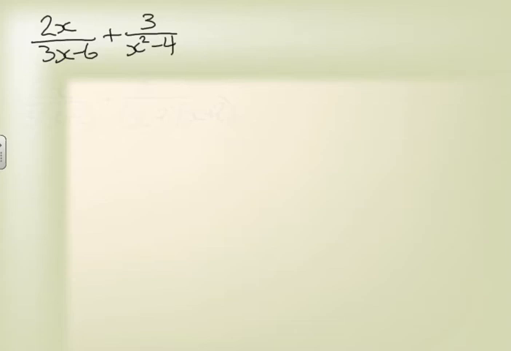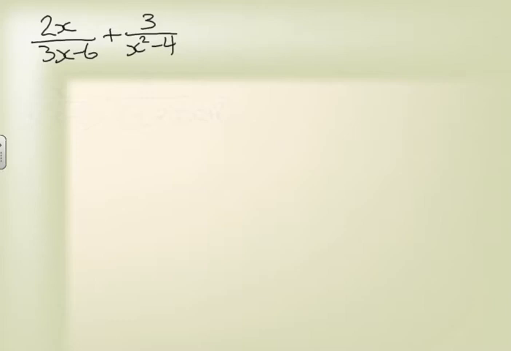Here we are adding rational expressions in this video. Now, rational expressions are just fractions that happen to have variables in them. Before you can add any two fractions, you have to have a common denominator. The bottoms have to be the same. And it's no different with rational expressions either.